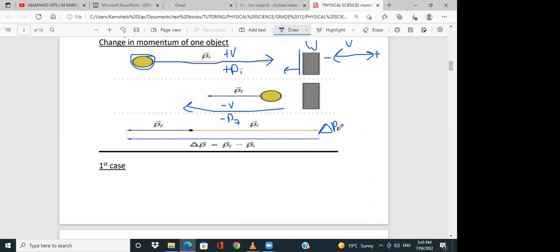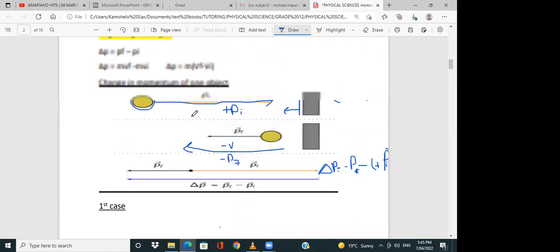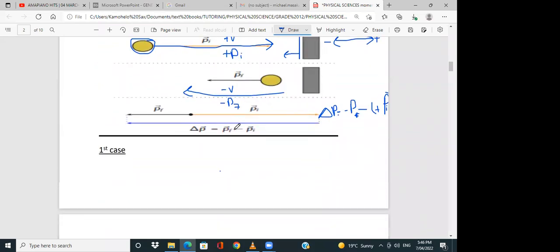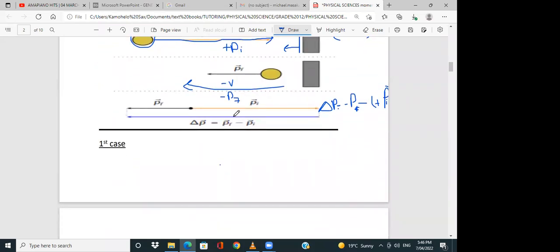which is going to be equal to PF, which is our negative final momentum, minus our positive initial momentum. Okay, guys? And that is that. That's our first case: a ball going towards a wall and then changing its direction. Going towards something with a positive momentum and then changing its direction with a negative momentum. And now you have to calculate the change. What is the change in momentum in that scenario?